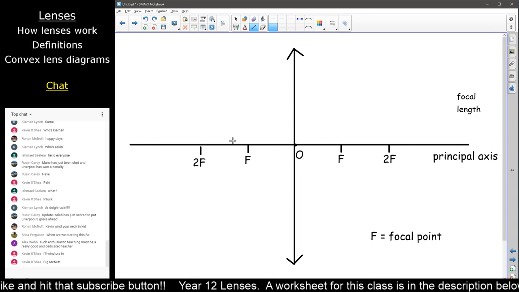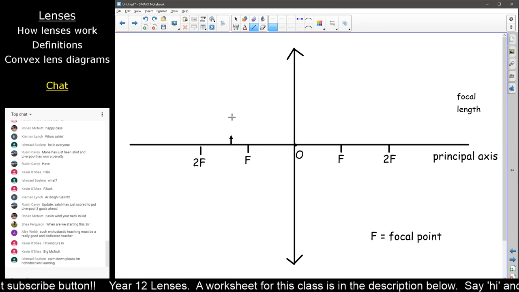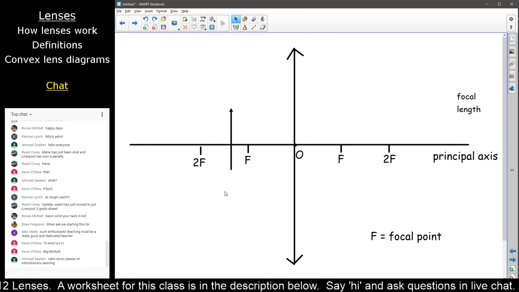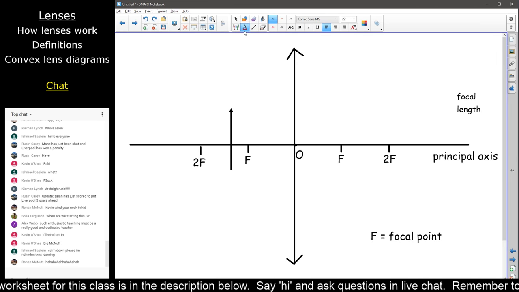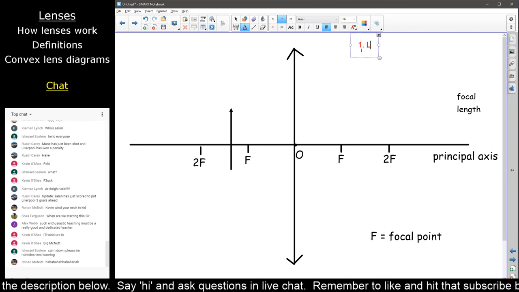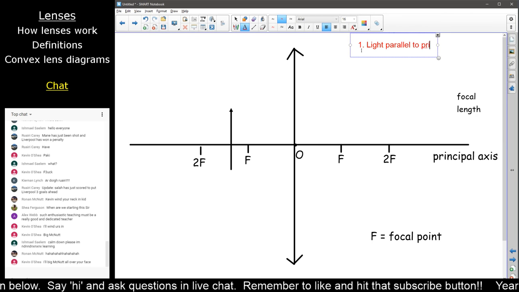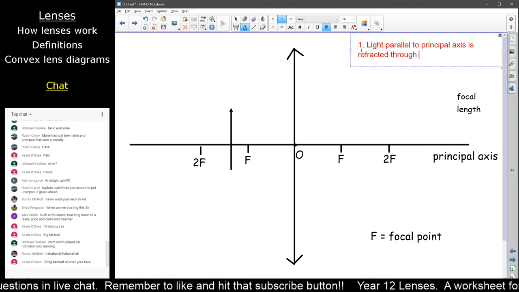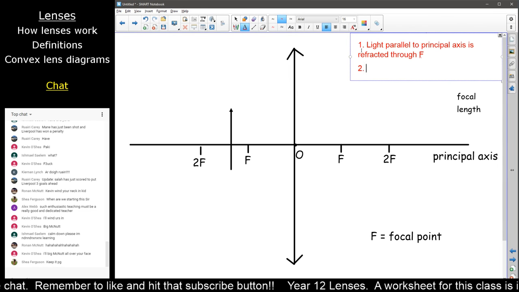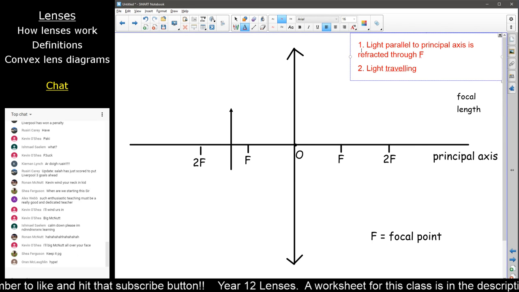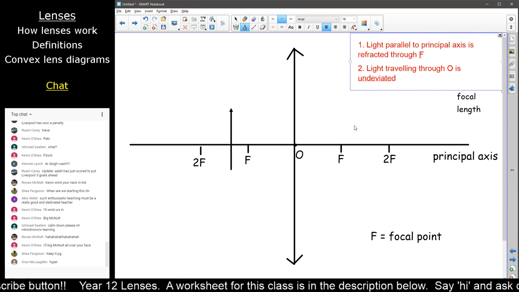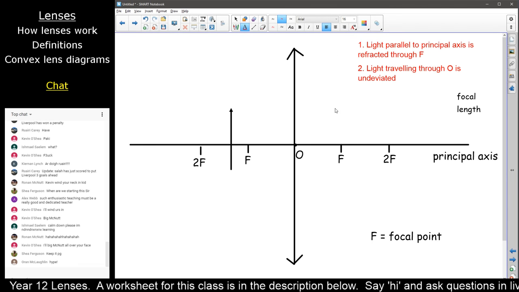Okay? So let's put ourselves an object in and see how this works. Let's imagine that we have this object here. In fact, we're not going to do this object, we're going to do this object. We'll start complicated and then we'll work our way down. Drawing lens diagrams has two rules. If you learn these two rules, you don't go wrong with lens diagrams. Rule one: light parallel to the principal axis is refracted or bent through F. Like we've already said. Two, we haven't said this already: light traveling through O is undeviated. That means it doesn't change direction. On these two rules, we can work out everything else that we want to find out about this.